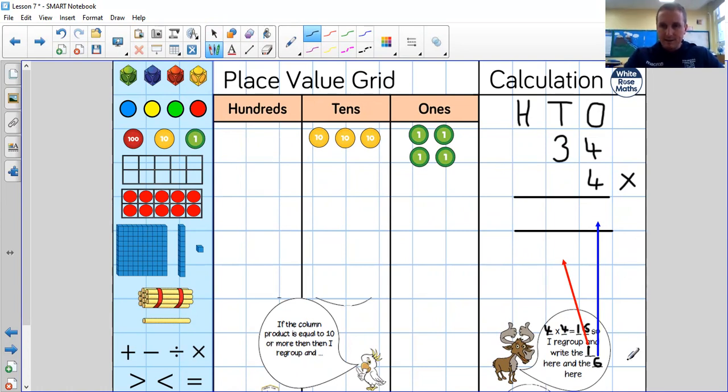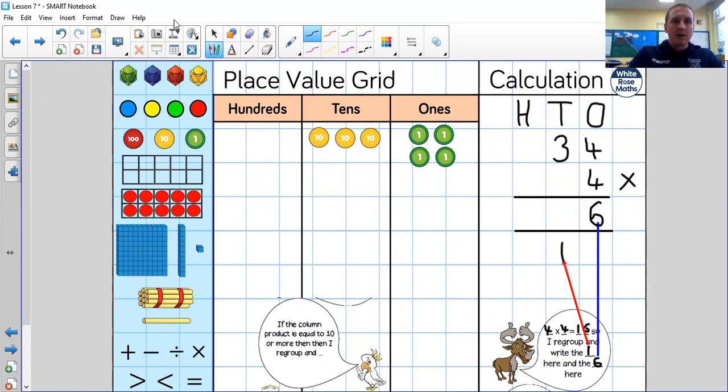Now, where do I write this? Can you remember back to when you were regrouping ones with Miss Ryan? How do you write 16 into your formal written method? It says I regroup, and I write the 10. So you've made a 10, write the 1 there, and the 6 goes in the ones column because 4 4s are 16. I've written the answer, 6 1s there and 10 goes underneath.